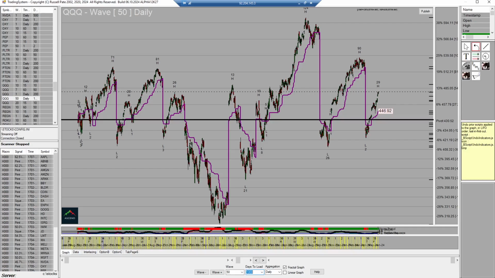Here's another video on the basics of the fractals. Today we're going to be going over what a wave is. So, as you all know, this line in the middle here is pivot. Above it we're bullish, below we're bearish.